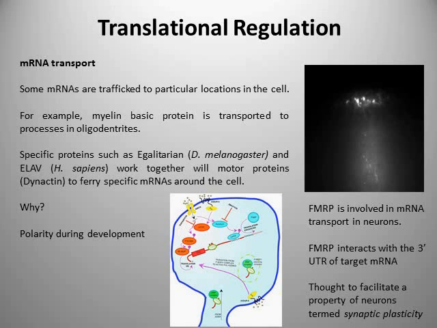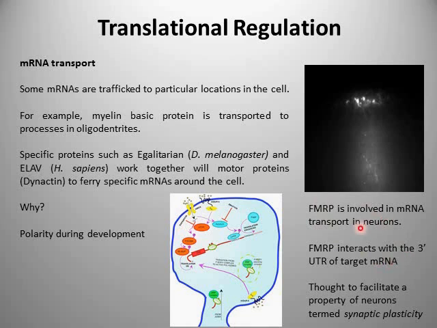In Drosophila, the proteins that are responsible for trafficking these specific mRNAs around the cell include the protein Egalitarian, which has a human homologue which is called ELAV. And what this Egalitarian protein does is it binds to the targeted mRNA, and it then also interacts with motor proteins such as dynactin, which then walk along the actin cytoskeleton, dragging the mRNA to the correct location in the cell. The reason it does this, as I've just said, is to grant polarity during development, but there are other reasons for trafficking RNAs around the cell as well.